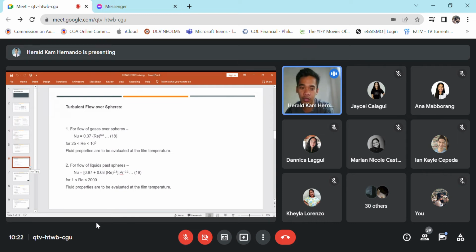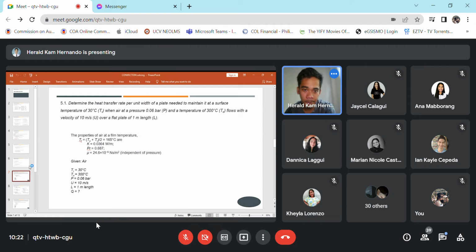But I have this sample problem that I got from the internet. This is a simple problem just to see how these are solved, and how the convective heat transfer is computed. So we have here this sample problem.